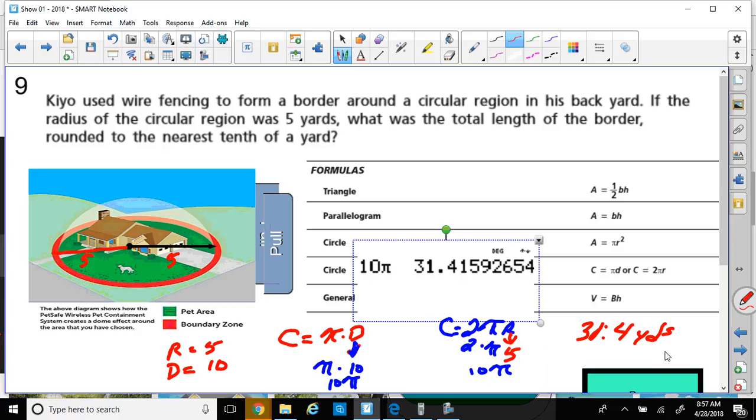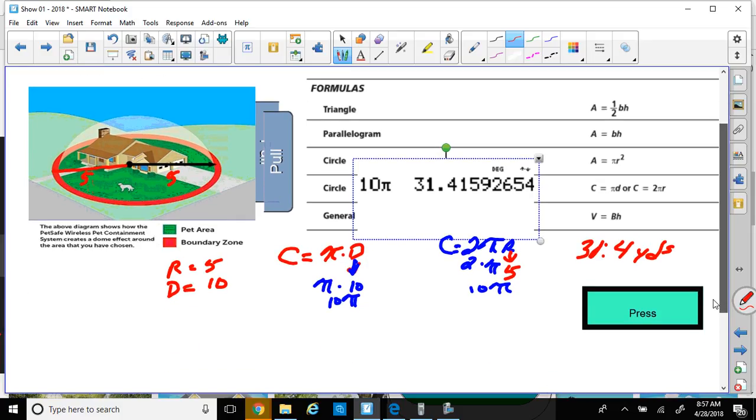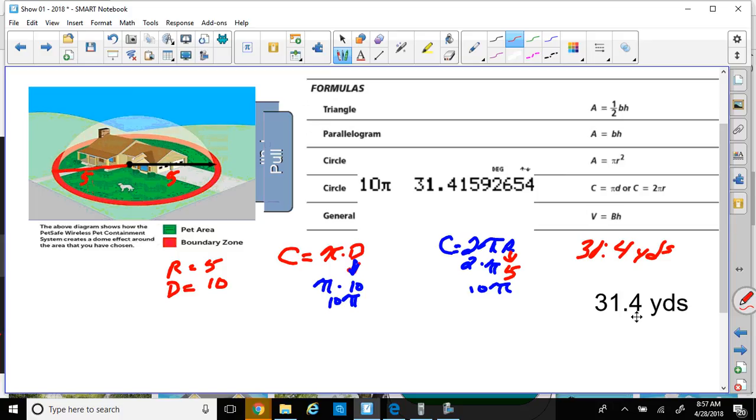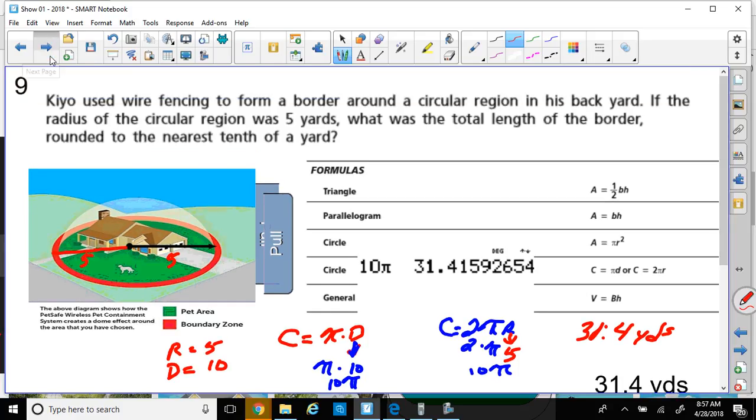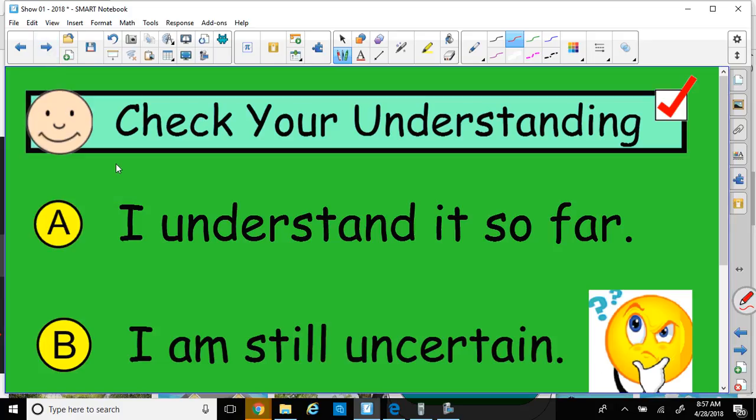Okay, so that concludes this question, 31.4 yards. So either formula that you use, you're still going to get 31.4, or 10 pi if you leave it in pi form. So use your formula sheet. It does help out. All right, what else we got? Oh, so that's the end. So if you understand what's going on, great. If you're not sure, write down your questions, bring them in tomorrow, and rewatch the video just in case.